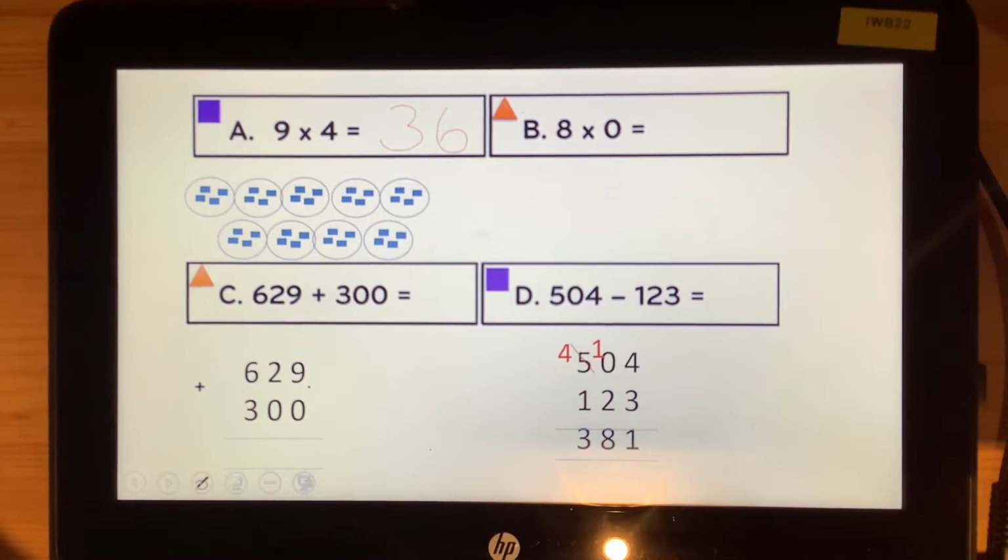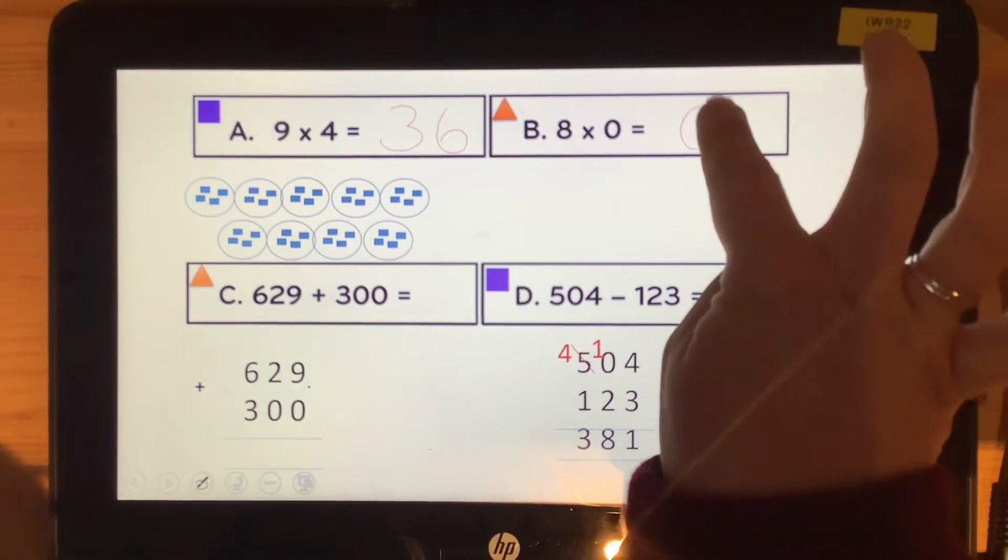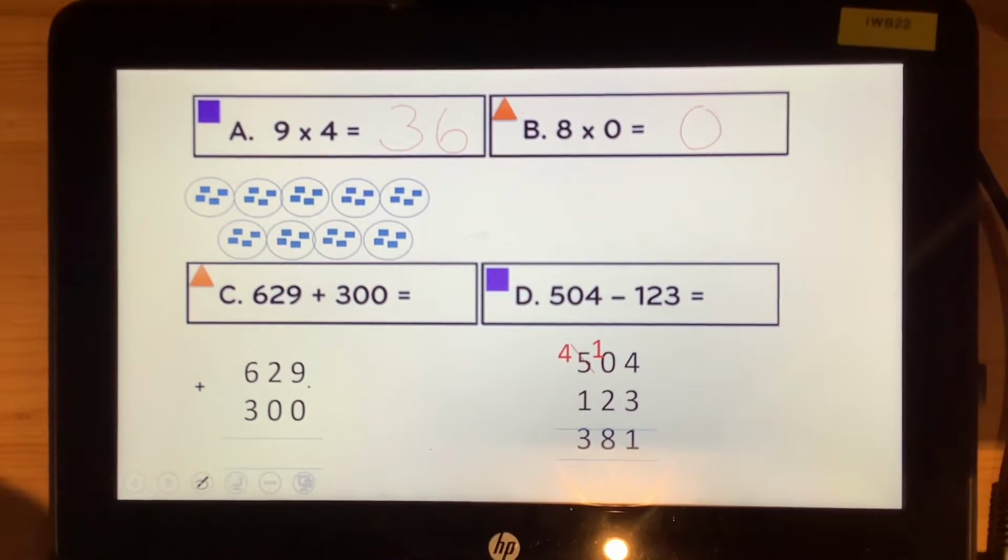Hopefully this didn't trick you. The answer to this is 0, because we are multiplying by lots of 0. We have 8 lots of 0. Well, if I replace the word 0 with nothing, I have 8 lots of nothing. If I had 8 bags filled with nothing, I still have nothing.